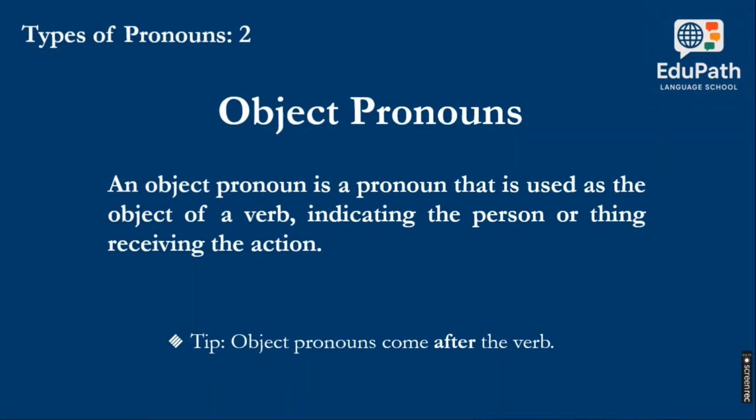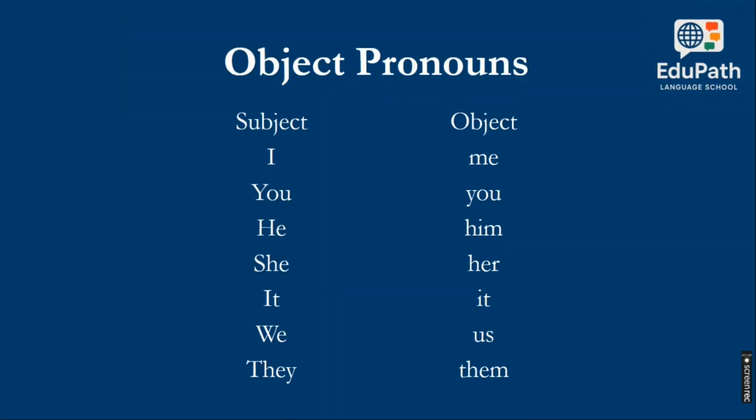So let's take a look at the second type of pronoun, which is object pronoun. Now, an object pronoun is a pronoun that is used as the object of a verb, indicating the person or the thing receiving the action. So an object pronoun is any pronoun where the effect of the verb is happening on that thing or person. Now another tip, object pronouns come after the verb. We'll take a look at different types of object pronouns.